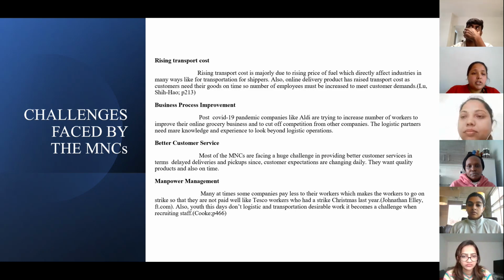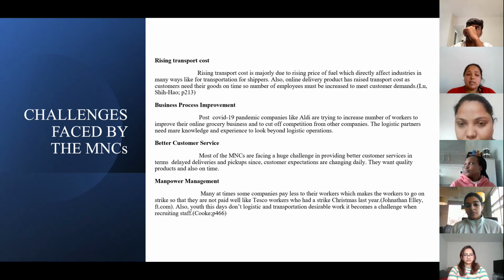The second challenge is business process improvement. Post COVID-19 pandemic, companies like LD are trying to increase the number of workers to improve their online grocery business and to cut off competition from other competitors. And the logistic partners also need to gain more knowledge or experience to look beyond the logistic operations.